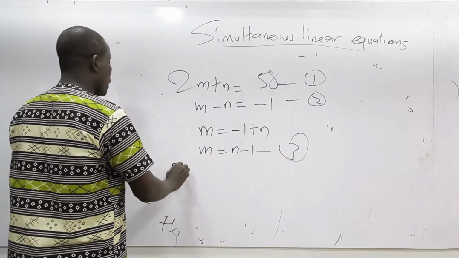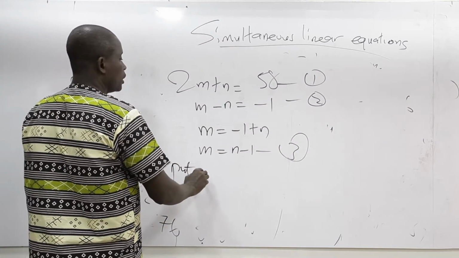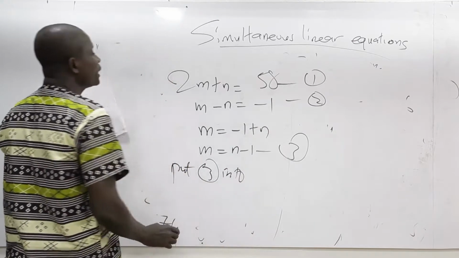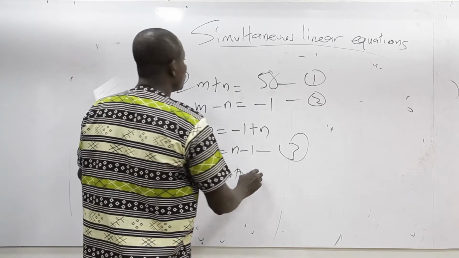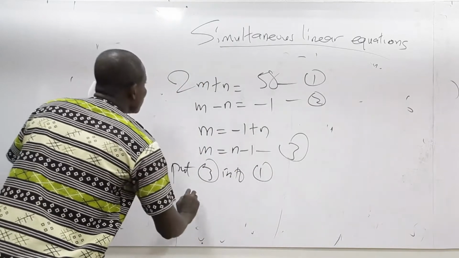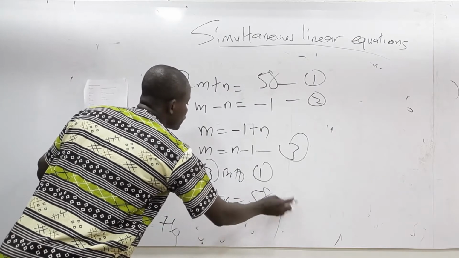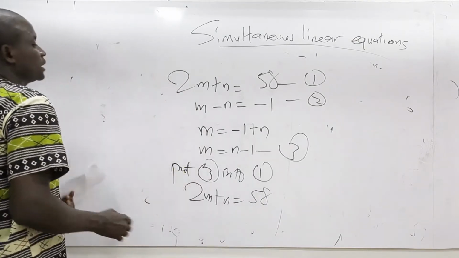So here we say we put equation 3 into where we didn't form it from. So putting 3 into equation 1, we are going to have 2m plus n is equal to 58.